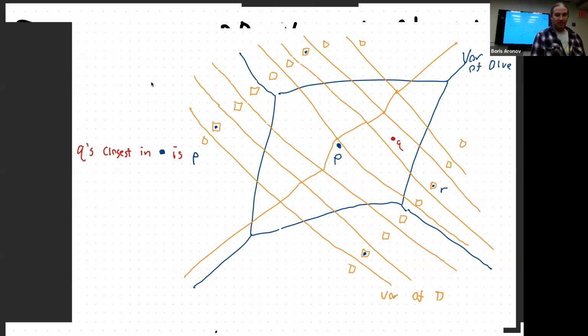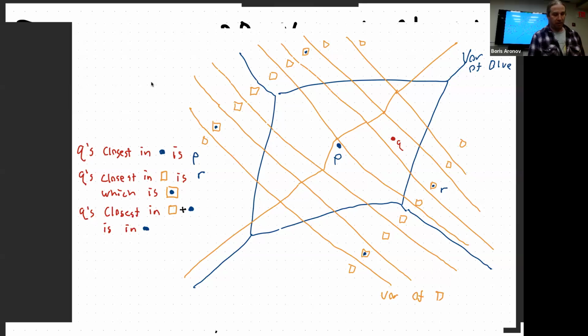Okay. Again, logic. Q's closest blue is P because you're in the blue cell of P. Q's closest orange is R because you're in the orange cell of R. It's also a blue point. Therefore, Q's closest globally must be blue, which means its closest is P because my closest blue is P. Yes?